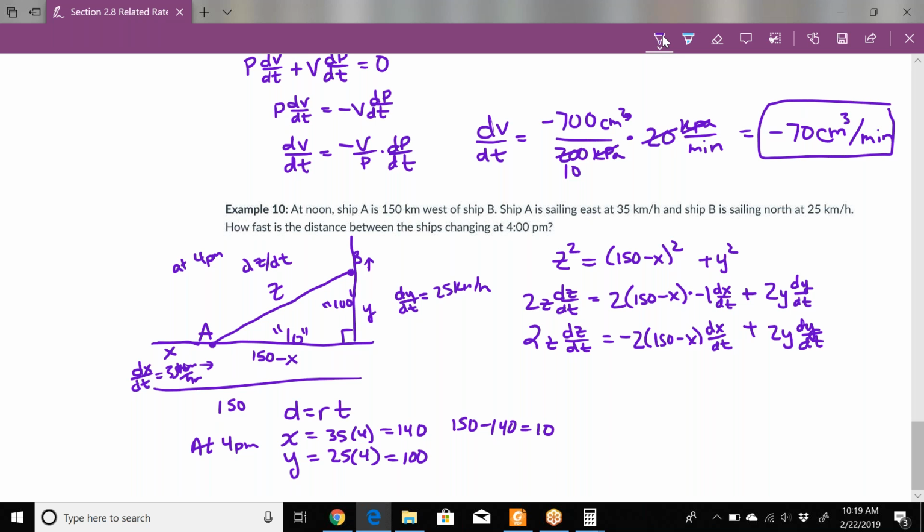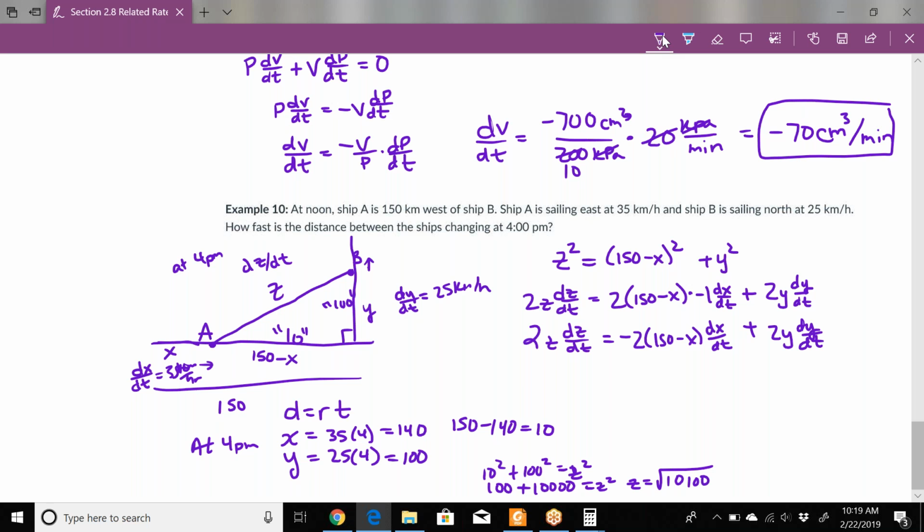So if we're going to solve specifically to get the z value so that we can plug in everything and solve for dz/dt, we have to do the Pythagorean theorem. So this is 10 squared plus 100 squared equals z squared, and that would be 100 plus 10,000. So z is the square root of 10,100, which I'm probably just going to leave as it is when we plug it in. We'll just use our calculator for this one.